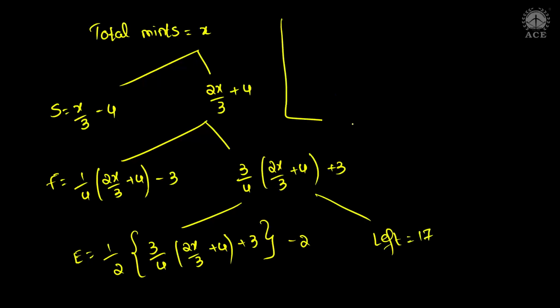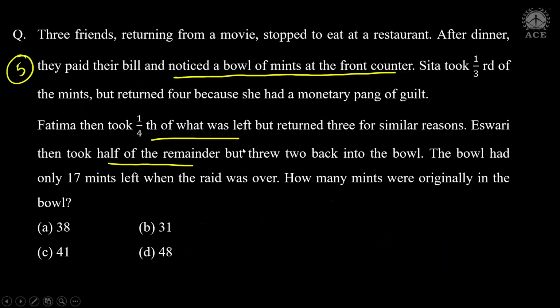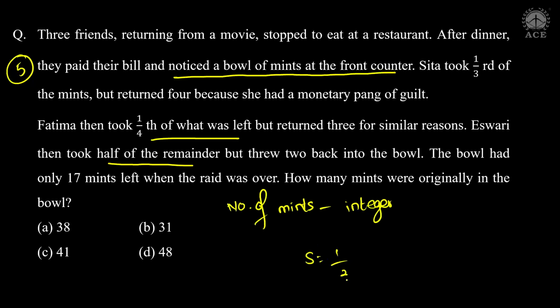See, this complicated equation is not required, my dear friends. What we can do is apply a very simple logic: the number of mints you have taken from the bowl must be an integer, right? The number of mints taken must always be an integer. Who took the mints first? Sita took one third of the total. So the total must be divisible by 3.